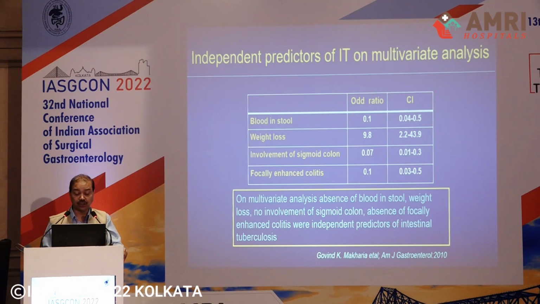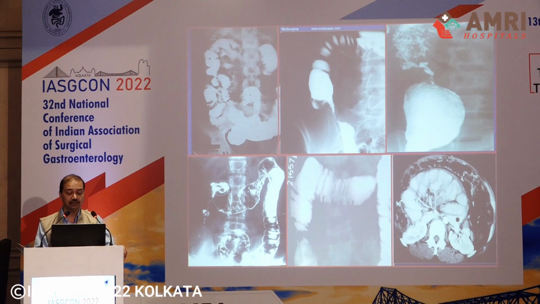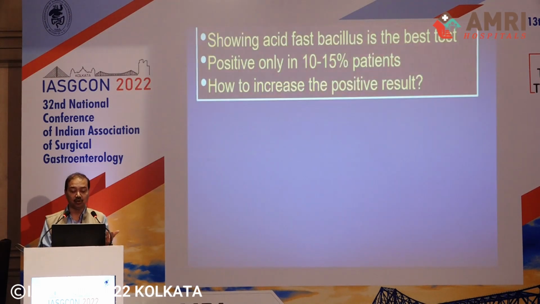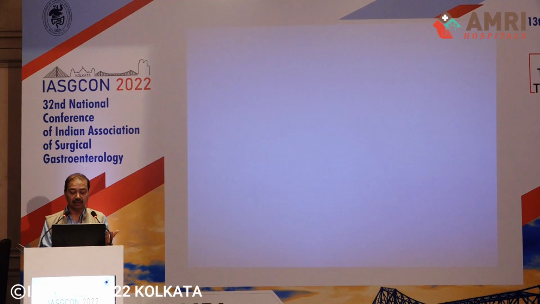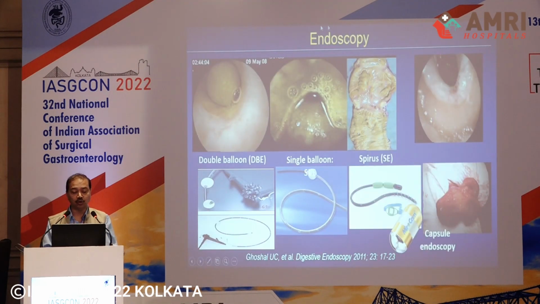On the other hand, as you can see here, weight loss was greater in tuberculosis patients, involvement of the sigmoid colon was lesser in tuberculosis, and focally enhanced colitis was lesser in tuberculosis. So two important clinical features are that bleeding per rectum or frank bleeding is less common with tuberculosis, and weight loss is more marked in tuberculosis. This is radiology, and truly speaking, all the radiological features that you can see occur in both. But let us look at this particular thing. I'll show you one. This is a capsule endoscopy feature. Can you recognize what this is?